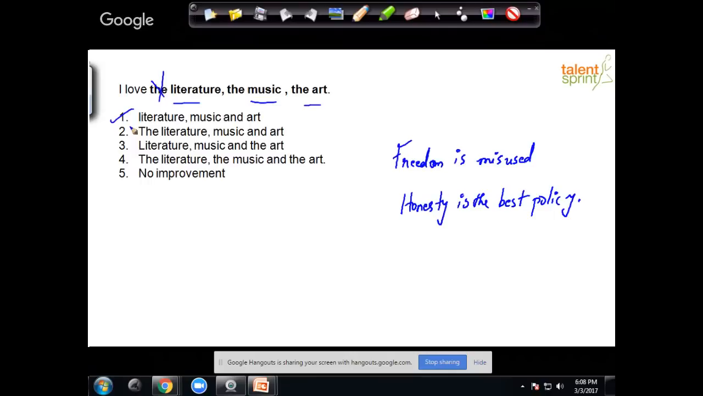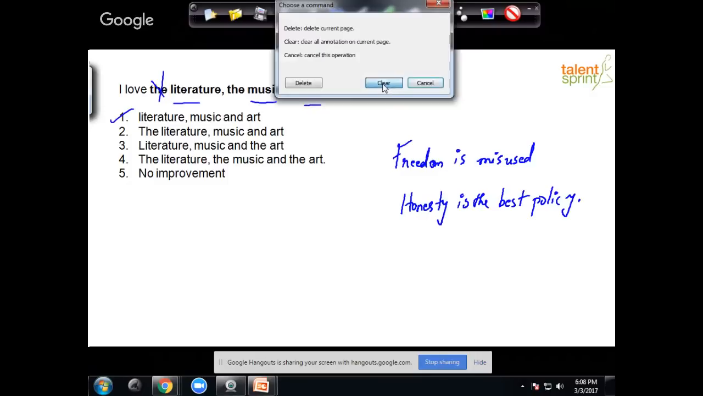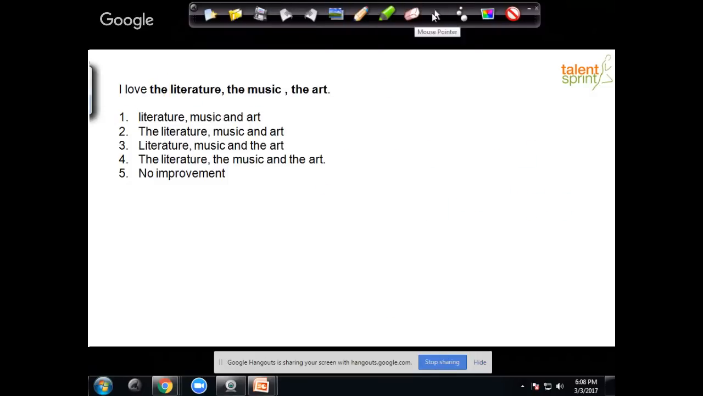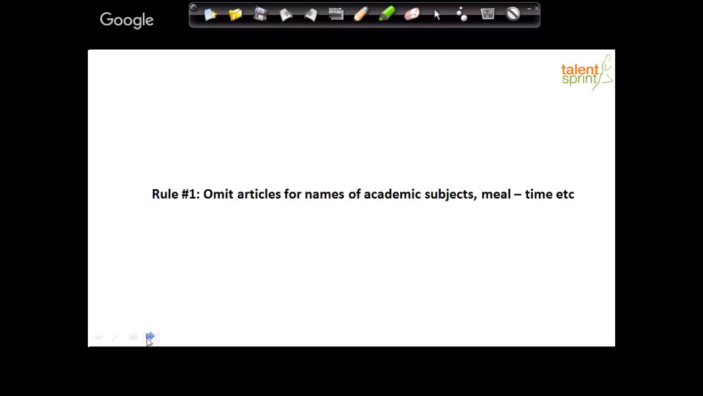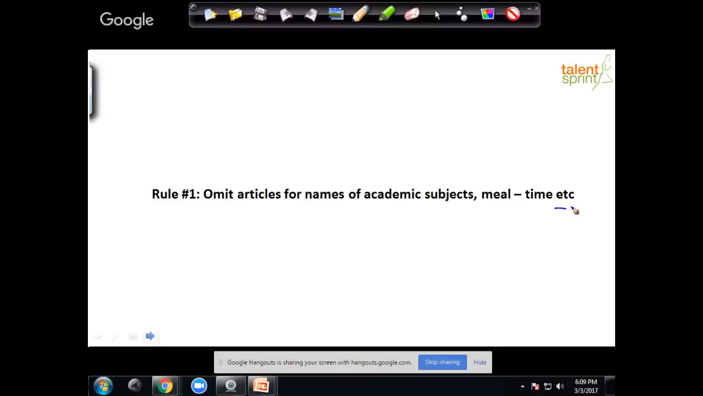That is correct, right? So the rule number 1 that you need to keep in mind is: omit articles for names of academic subjects, mealtime, proper nouns, abstract nouns, used in a general sense, when you're using it in a general sense, not specifically. Right? So these are things that you need to keep in mind. The "etc." is nothing but proper nouns and abstract nouns.